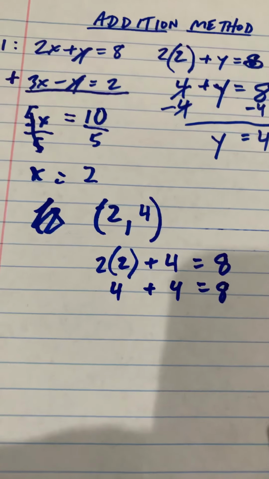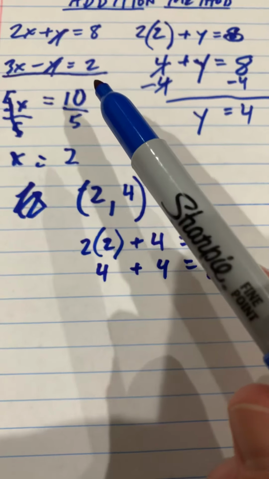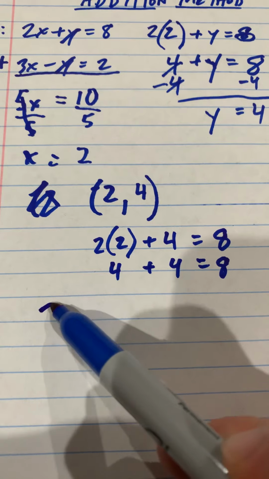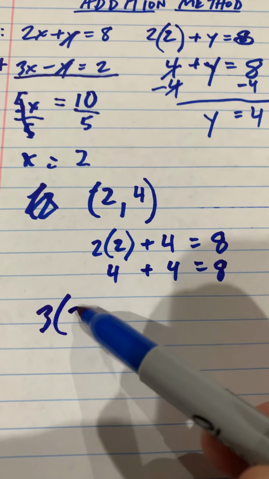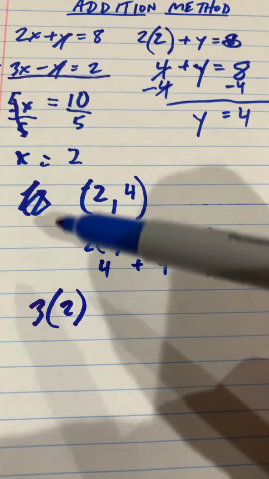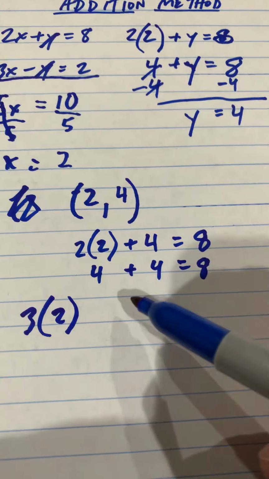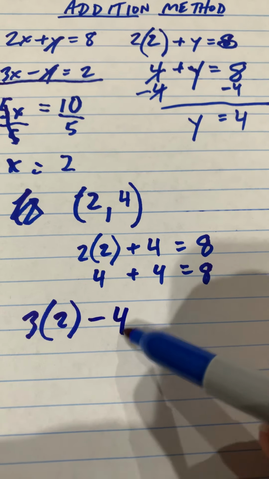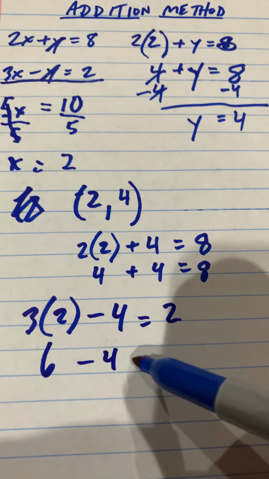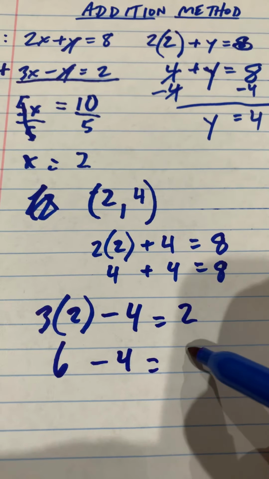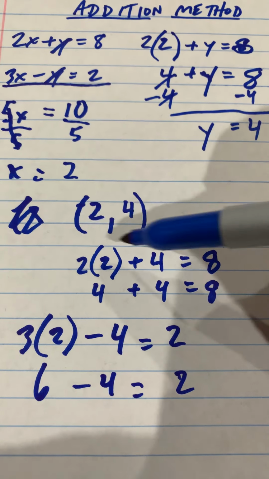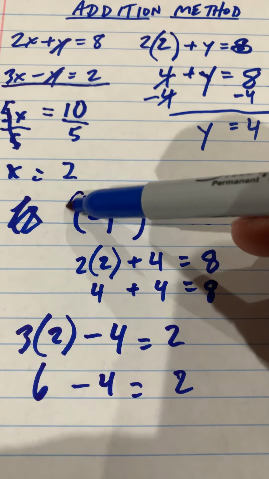Now we can actually try that with the second equation as well. Same values, so we'll go 3, and we'll plug in a 2 for that x. See what we're doing? We just put that 2 in for x, and then minus 4 equals 2. 6 minus 4 equals 2, and that is correct. So that means that this right here is our answer.